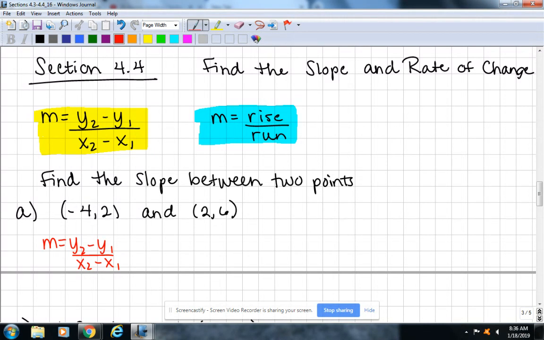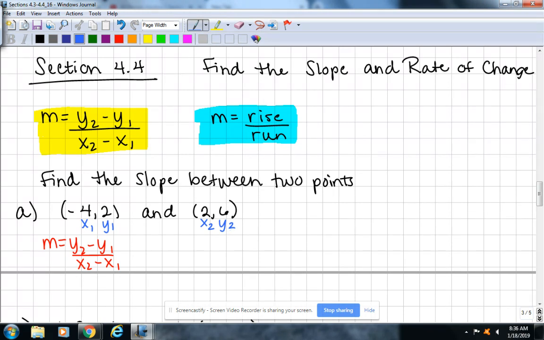Okay? So let's talk about those. If you have an ordered pair, you have x's and y's, right? Okay, every ordered pair has an x and a y in that order. If it's in the first ordered pair, they are the 1s. If they're in the second ordered pair, they are the 2s. Okay, first ordered pair is the 1s. Second ordered pair is the 2s.